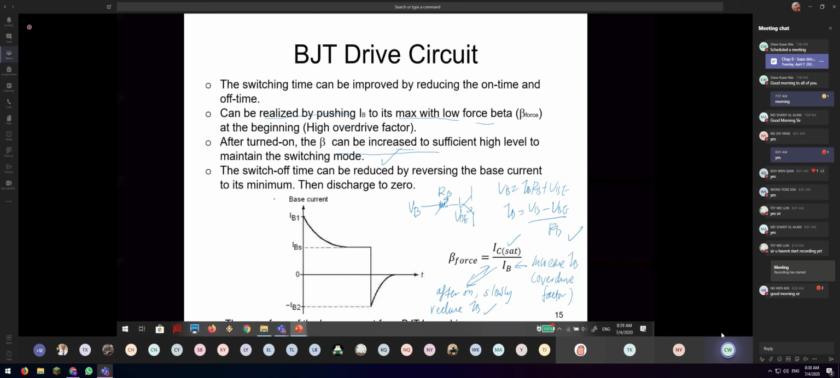And then the switch off time can be reduced by reversing the bias current. That means you suddenly reverse the current so that it can help to drain out the current very fast. So the purpose is to discharge it, to reset the BJT. Okay, this portion, the reverse current, because the BJT is formed by the PN junction, right? So it's a reverse saturation current, or the inverse current is the same.